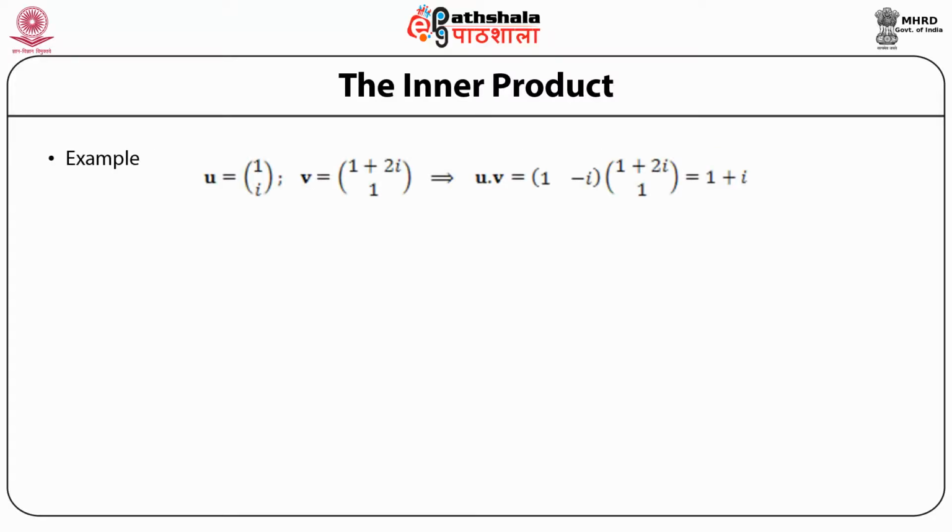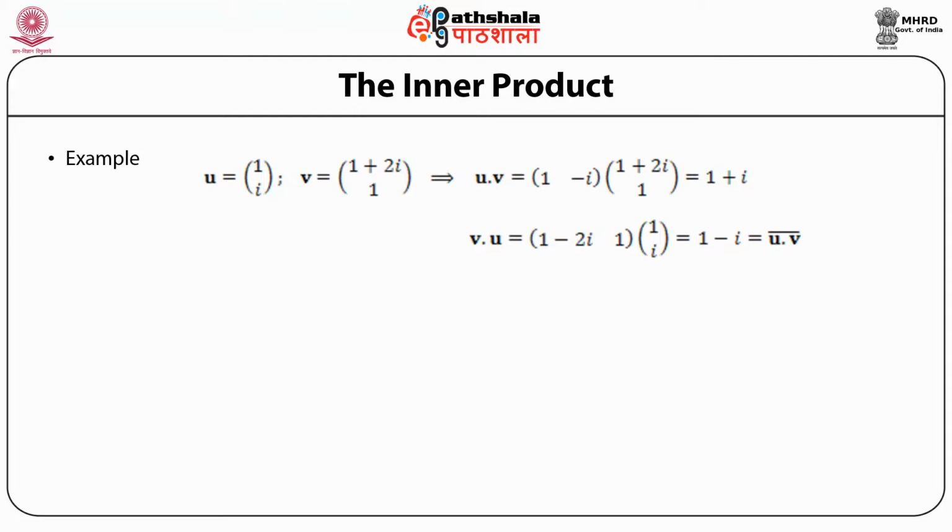Let us take up the examples. Let vector u is equal to 1 and iota, vector v is equal to 1 plus 2i and 1. Then the inner product of u and v is equal to the row vector 1 minus iota into the column vector 1 plus 2 iota and 1, which equals 1 plus iota. Similarly, the inner product of v and u can be calculated as the row vector 1 minus 2 iota and 1 into the column vector 1 and iota, which equals 1 minus iota.